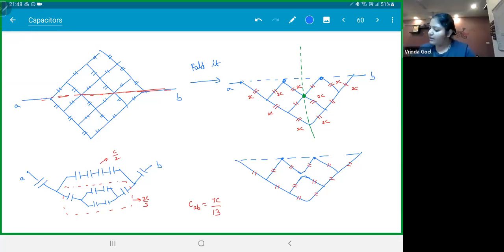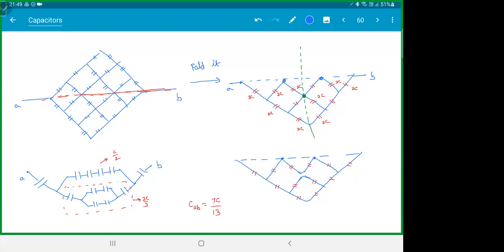Can you solve it? I'm getting 7C by 6. Check it out. All capacitors are 2C. Did you take that into account? All are 2C actually. Or assume all are C and solve, and then put 2C in place of C. You should get the same answer. Check, because I got the same. Harsh also got the same. And I remember there's a 13. I don't know the exact one, but others, please check the circuit.